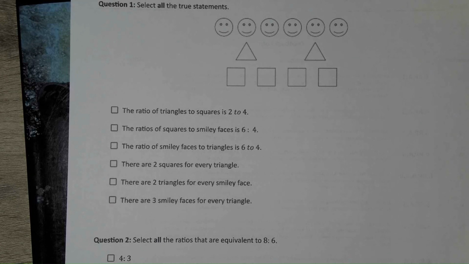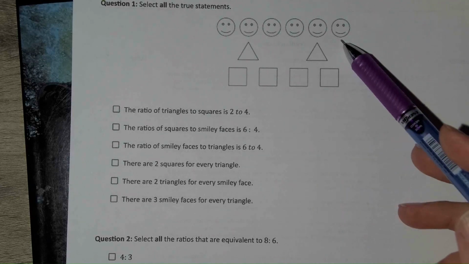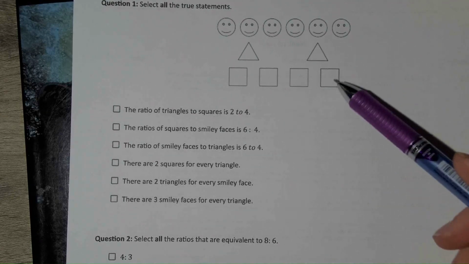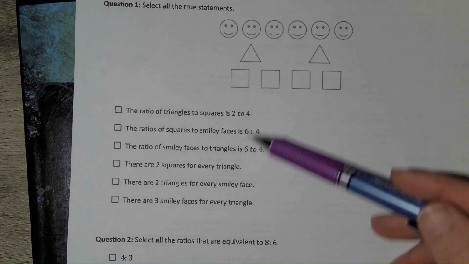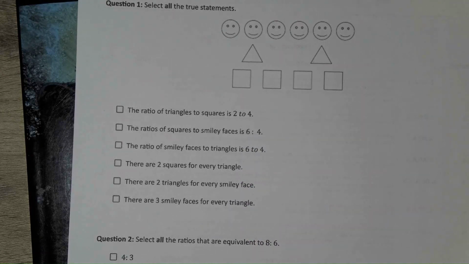All right, welcome back to one of our revisions. So here was question 1 on our equivalent ratios assessment. Here it says select all the true statements. And so we have some smiley faces, some triangles, and some squares, and we need to pick from some of these ratios. And so before we start reading, first thing we should do is label, right?